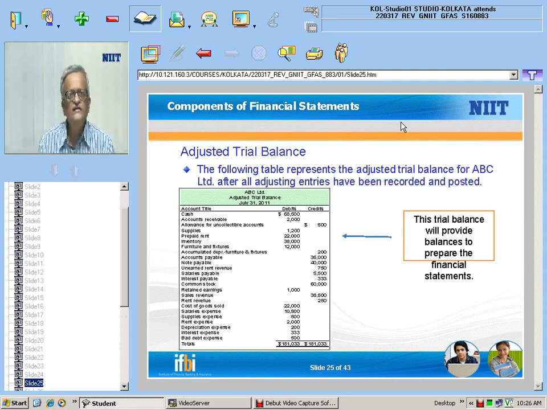Please study the adjusted trial balance. Please go through it and then list down which are the items which may be called adjusting entries. Please write down the items in your exercise book.